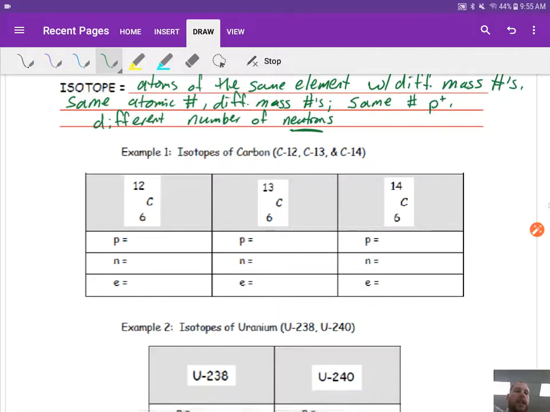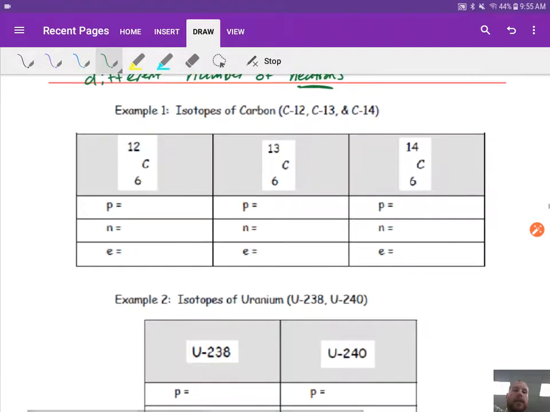All right, so here's an example. Carbon has 3 common isotopes. We should be able to calculate the protons, right? Pretty easy, 6. How do I figure out the number of neutrons? Well, I'm going to take my mass number minus my number of protons, and that's going to give me 6 neutrons. And then electrons, do you see a charge anywhere? No charge means it's neutral, so it's going to be the same as our protons. So 6 protons, 6 neutrons, 6 electrons for carbon-12.